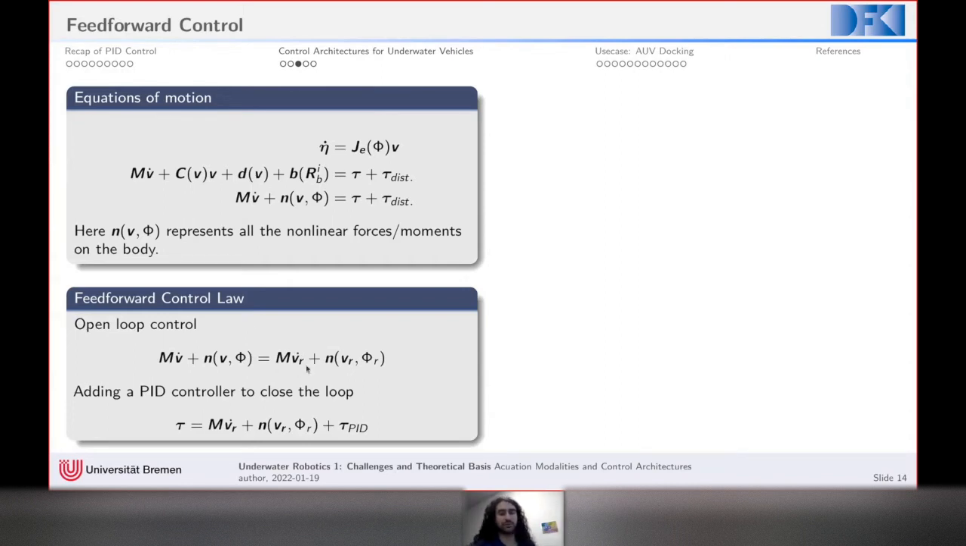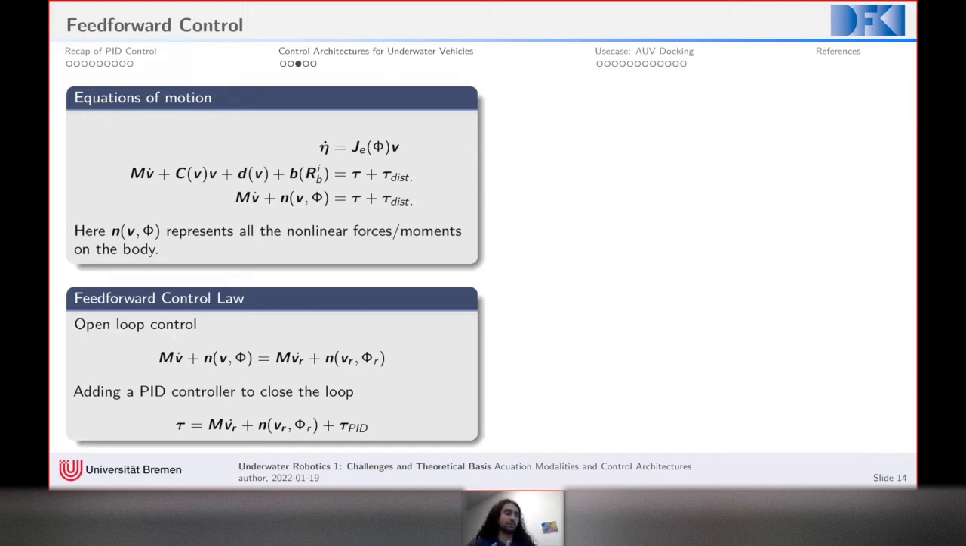Now, if we have a reference orientation, reference velocity and acceleration, the simplest thing we could do is just calculate it, and then from this we can calculate the actual torque that we need to move our system to these values that we have. This is simply what we call open loop control.